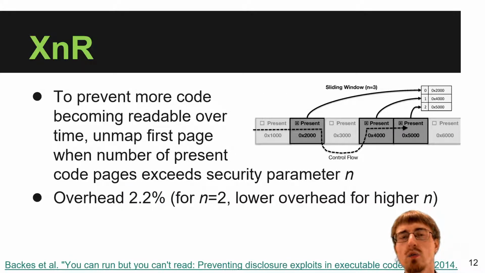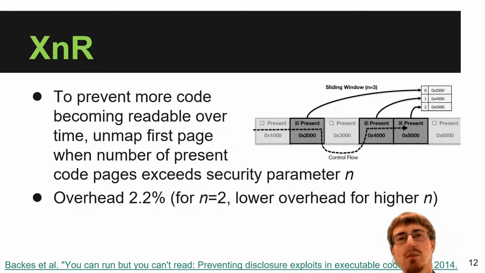Now, we don't want all the code to become readable over time, because any code that is executable is still readable. What do we do? Well, we keep a list of pages that we mapped in, and when too many pages are mapped in, we simply start taking the first one, so we use a first in, first out ordering, and mark it non-present again. So we have a list of n pages that are currently mapped as present, and all the other pages are mapped not present. When the list fills up, we take the first entry and map it as not present again.